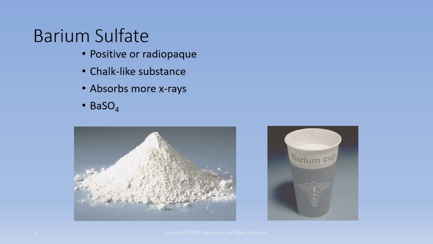Barium is a very chalky substance. It doesn't really have a bad taste. It kind of almost has no taste. Usually they will add some kind of flavoring to it to make it more palatable to your patient. Barium does tend to absorb more X-ray photons than to allow Compton scatter. It's not that you couldn't pass through the barium, but because it has a high atomic number of 56, it does take a lot more energy to pass through. And the chemical symbol of barium sulfate is BaSO4.